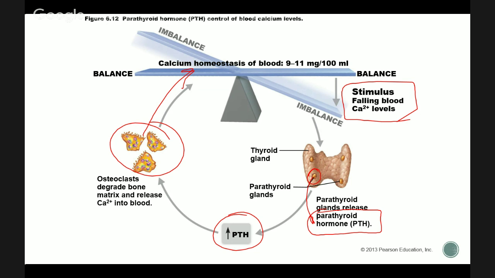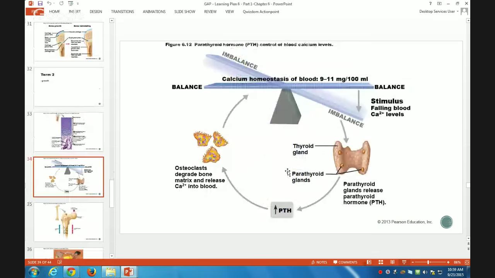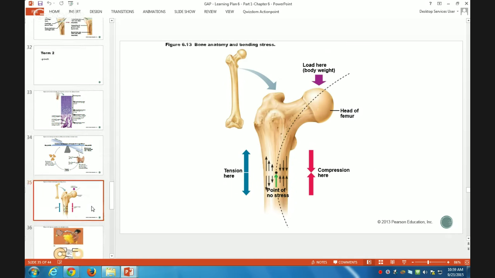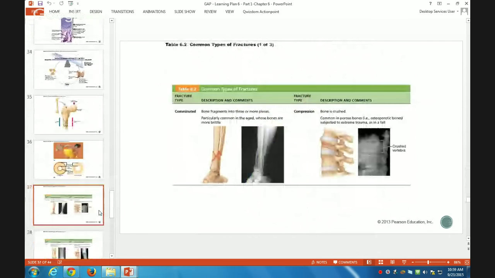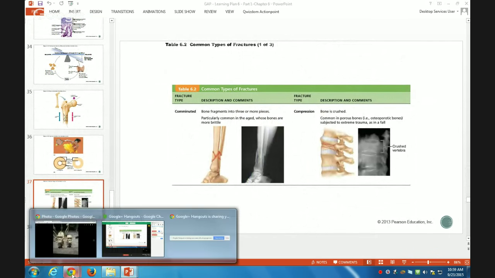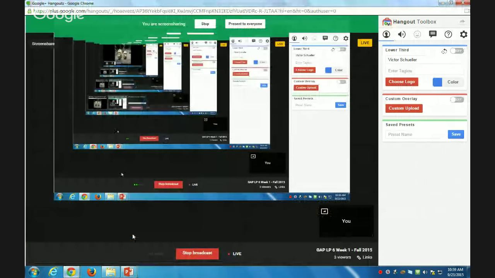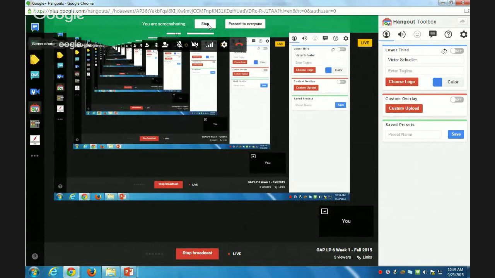All right, so let's go ahead and take another break, and we'll come back in 10, so about 10 after 11, we'll come back together, and then we'll just finish up a little bit on how bones remodel in regard to fractures, and then we'll start a little bit on chapter 7. We'll start talking about some of the bones of the skull. All right, so we'll take 10.